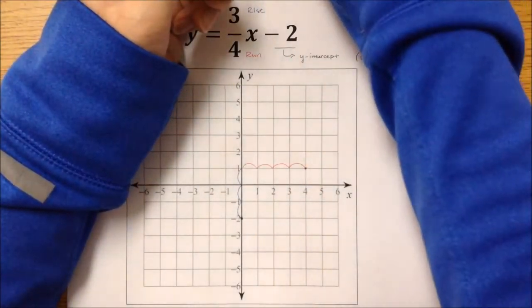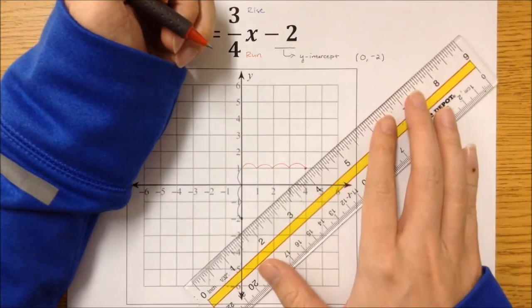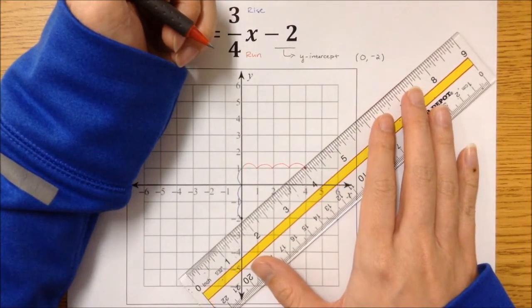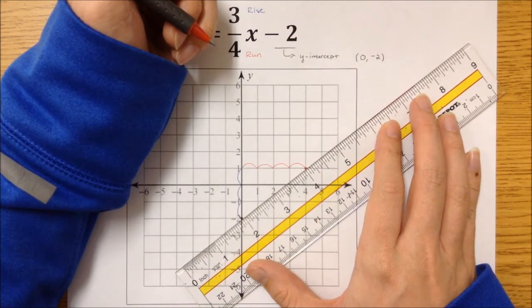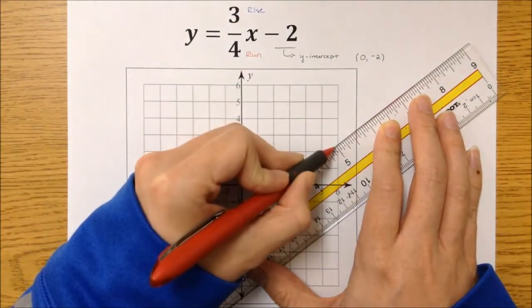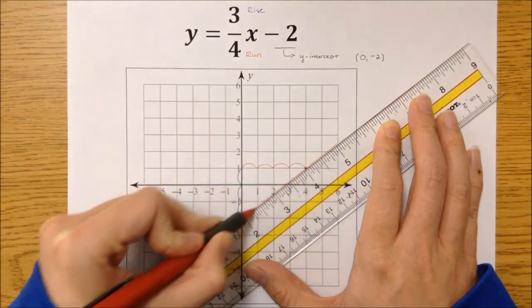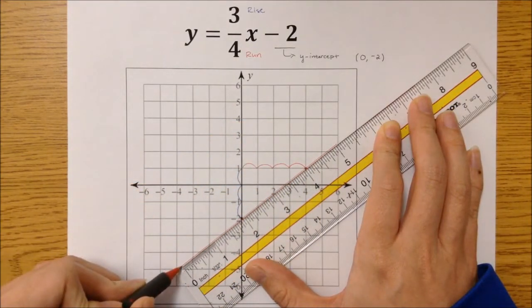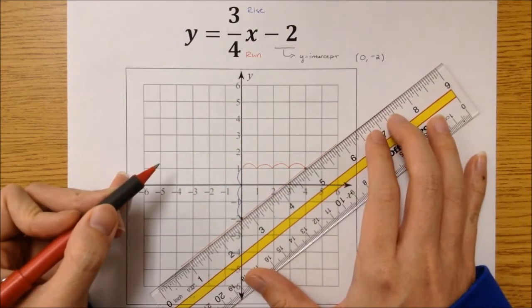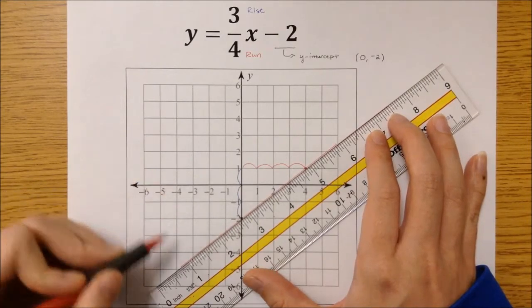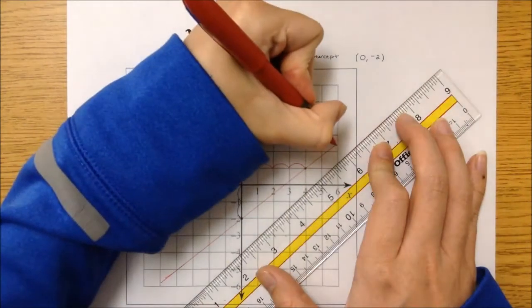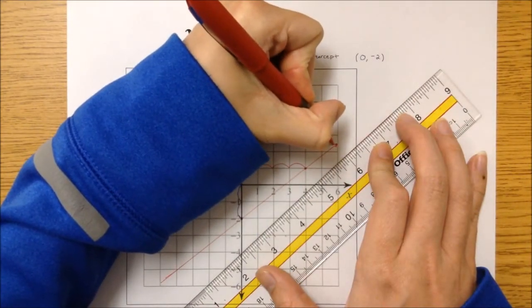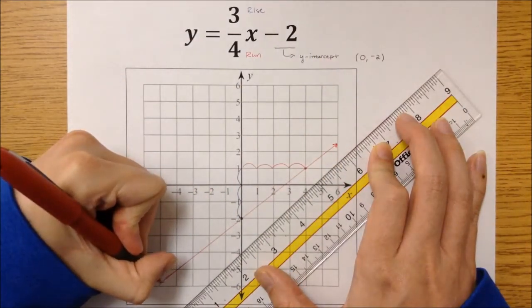So what I'm going to do is connect those two. I'm going to graph with my red pen. So here is our graph. Draw my arrows.